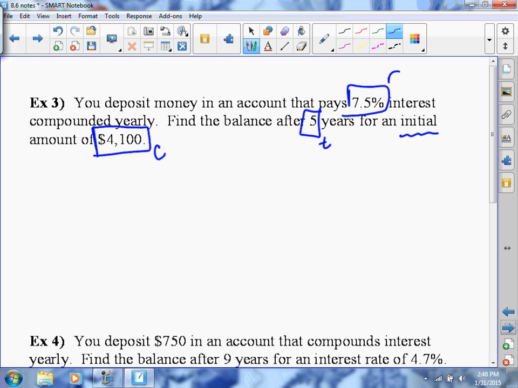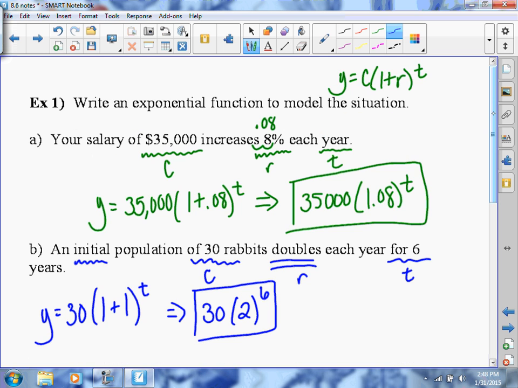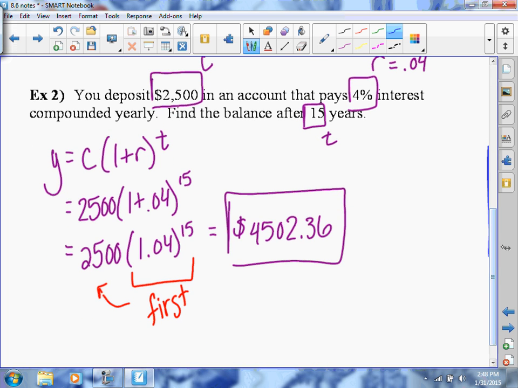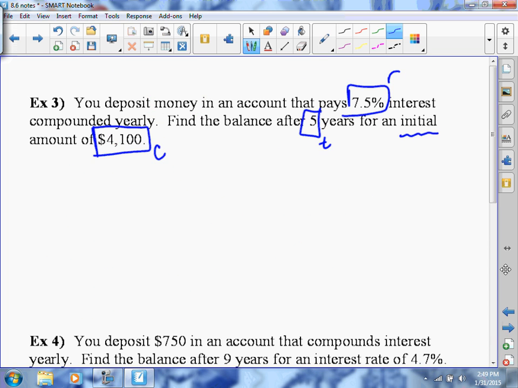So in example 2, they gave us the amount up front. They said, you deposit this amount. Okay. Now they're not telling you the amount until the end. Big deal. We're still using the same equation. We still can find all the pieces of information that we need. It's just in a slightly different order.